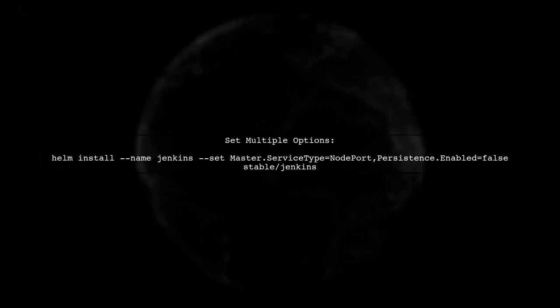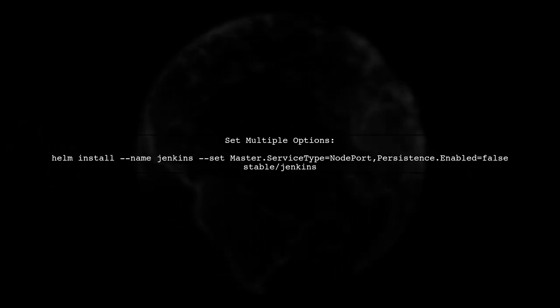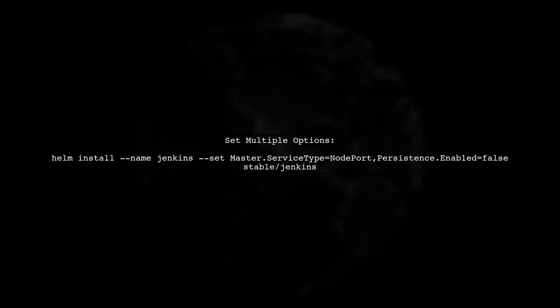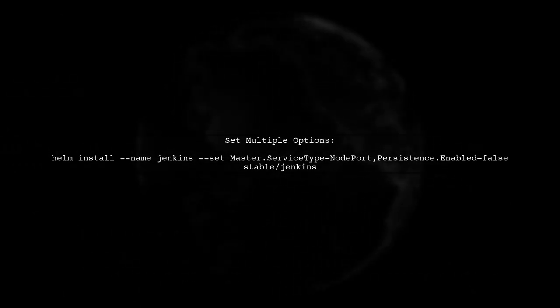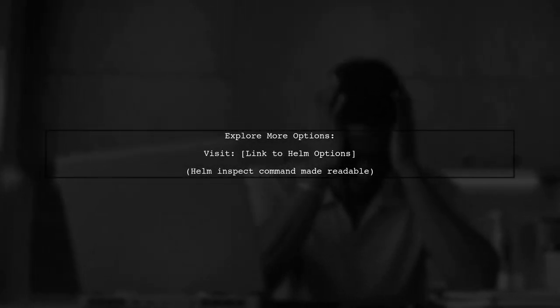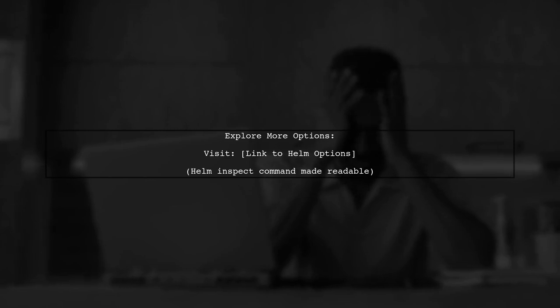If you want to set multiple options at once, you can do that too. Just separate each option with a comma. For more configuration options, check out the available settings online. It's a user-friendly way to see what's possible.